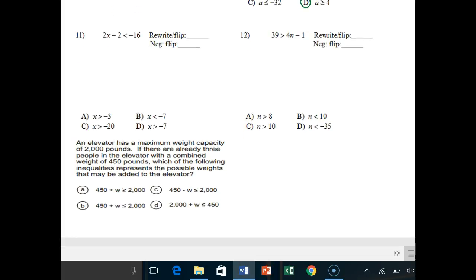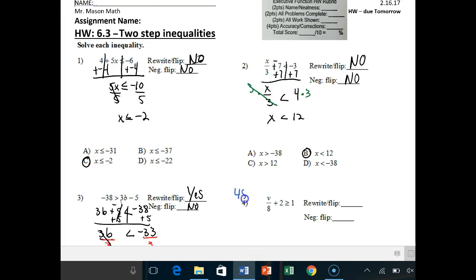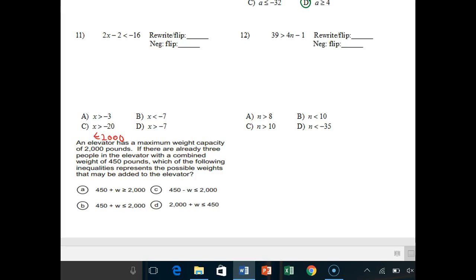And the last one we're going to do is this one. An elevator has a maximum weight capacity of 2,000 pounds, meaning we can get right up to 2,000 pounds, but we can't go over it, so something like that. If there are currently 3 people in the elevator with a combined weight of 450, which of the following inequalities represents the possible weights that may be added? We already have 450 pounds in this elevator. We can add more weight to it, but it has to be less than or equal to 2,000, because if it's greater than 2,000, then the elevator won't work. All right. So the answer to that one is B.